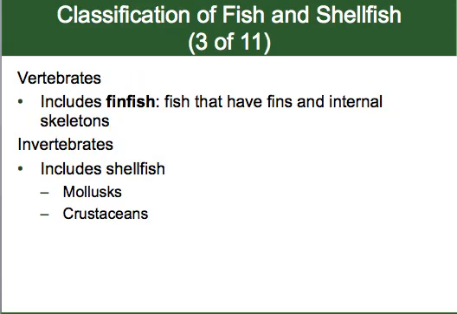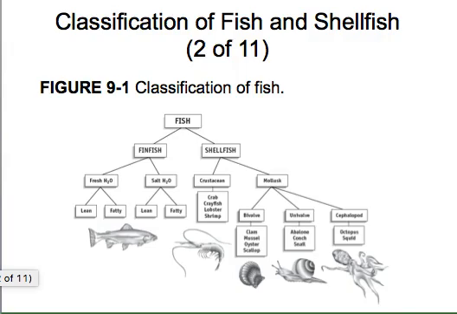The vertebrates include the finfish. These are fish that have fins and an internal skeleton. These are different from mammals in the sea because they actually breathe through their gills. So this is maybe the difference between a salmon or tuna and something like a dolphin or a whale. A dolphin and a whale have to come up to the surface of the ocean. So those are mammals, not fish. So we have the vertebrates that include the finfish and the invertebrates that include shellfish, which are divided further into mollusks and crustaceans. So let's look at what that looks like on a chart.